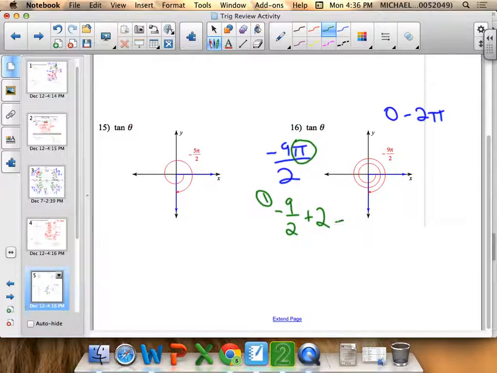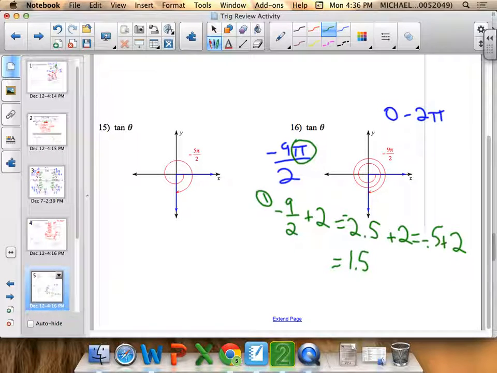That equals, first when you equal it out, put it in decimal form. Negative 2.5. Negative 2.5 is not between 0 and 2. So I got to add another revolution. Negative 2.5 plus 2 equals negative 0.5, or negative 1/2. Still not in my realm, or my range, which is 0 to 2 pi. So I got to add another revolution of 2. Negative 0.5 plus 2, and that equals 1.5.